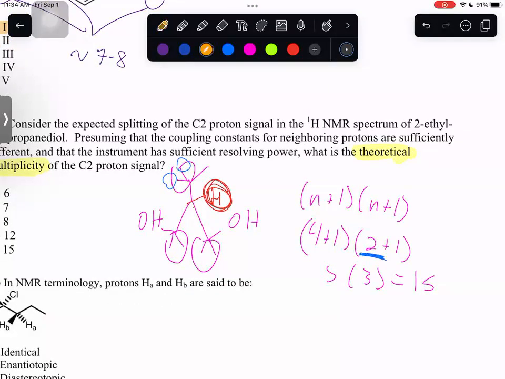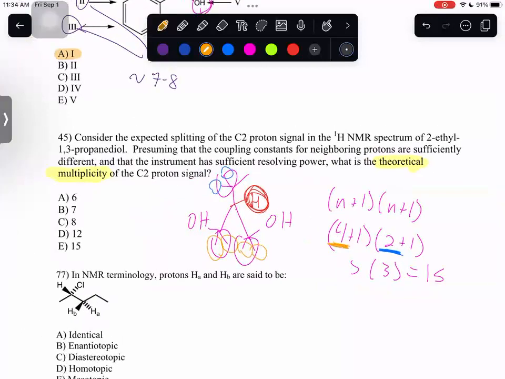And then we have 4 hydrogens, right? 1, 2, 3, and 4. So that's how we got the other number, and you should just get 15. Another clue that should have pointed to complex multiplicity is that your answer choices were given in numbers, not the actual words like singlet, doublet, those guys. So you had a couple of hints.